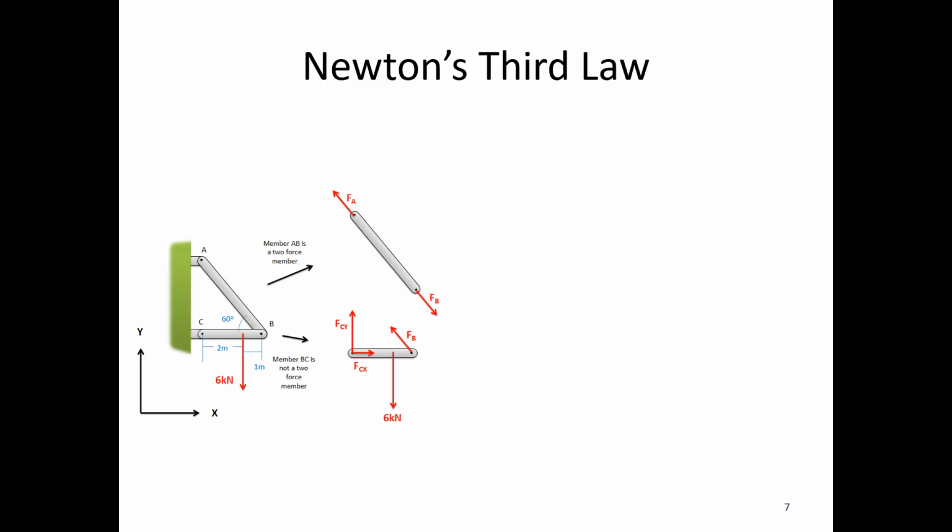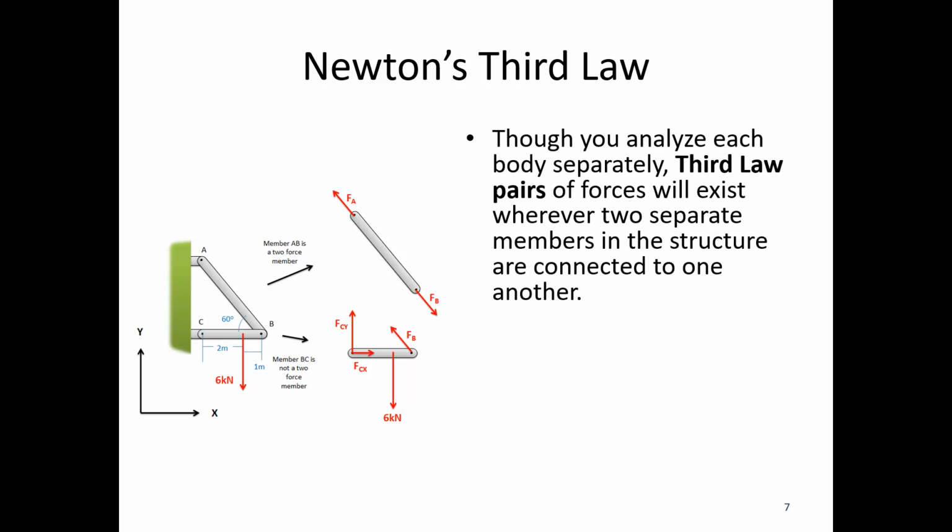And so here in our structure, we can actually see one of these Newton's third law pairs in our free body diagrams. Though we analyze each body separately, the third law pairs exist whenever we've got a connection point between two of the pieces. And here at point B, we've got our connection point. Member AB is connected to member BC. And so the force at B here is going to be equal and opposite to the force at B over here. This is the force on member AB, this is the force on member BC, equal and opposite.